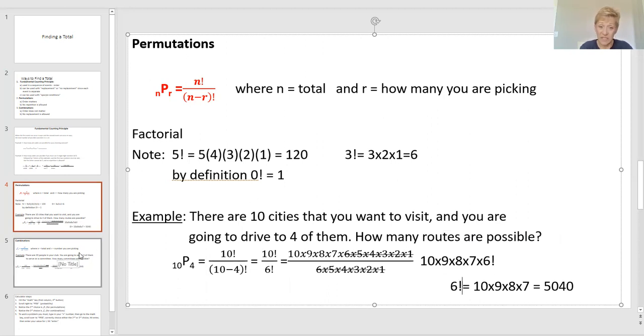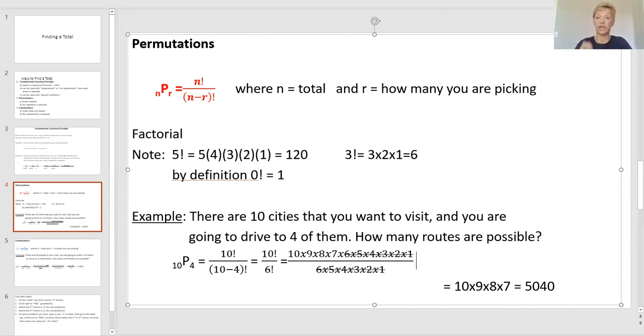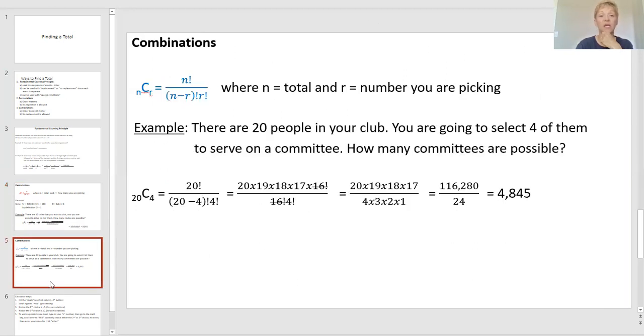Okay, so permutations: the N is the total from which you're picking, and the R is how many you're picking. All right, and order matters. All right, now look at combinations.